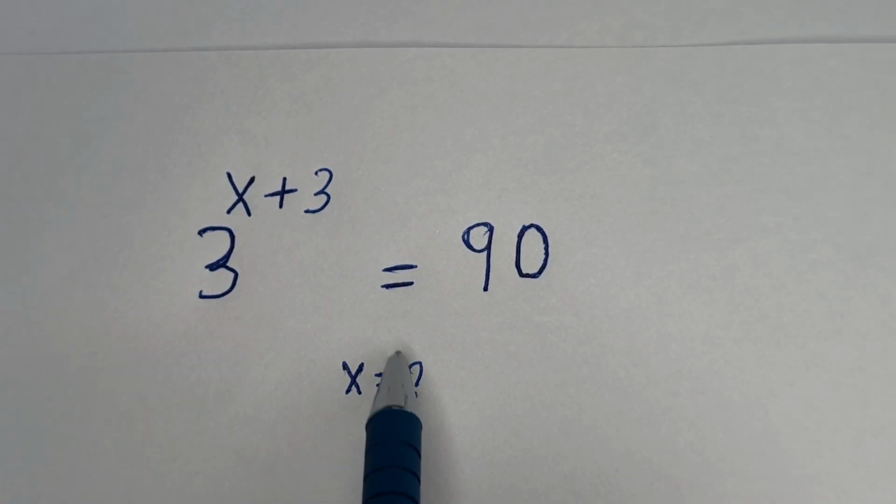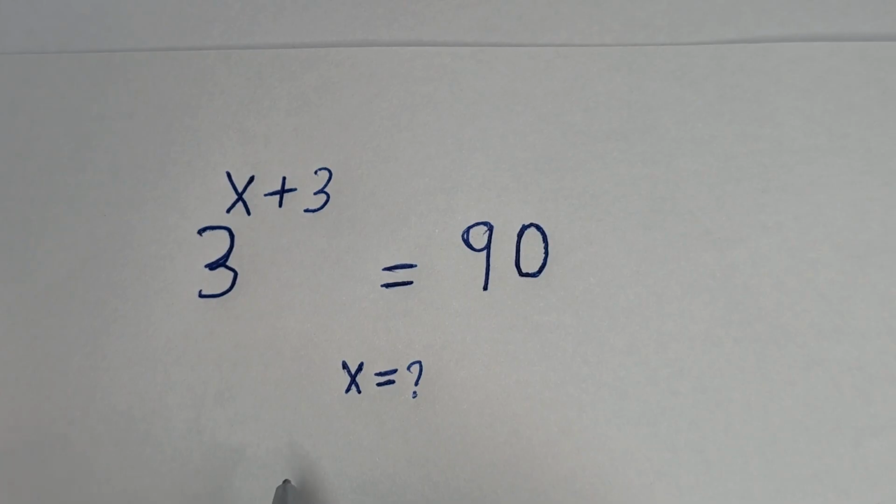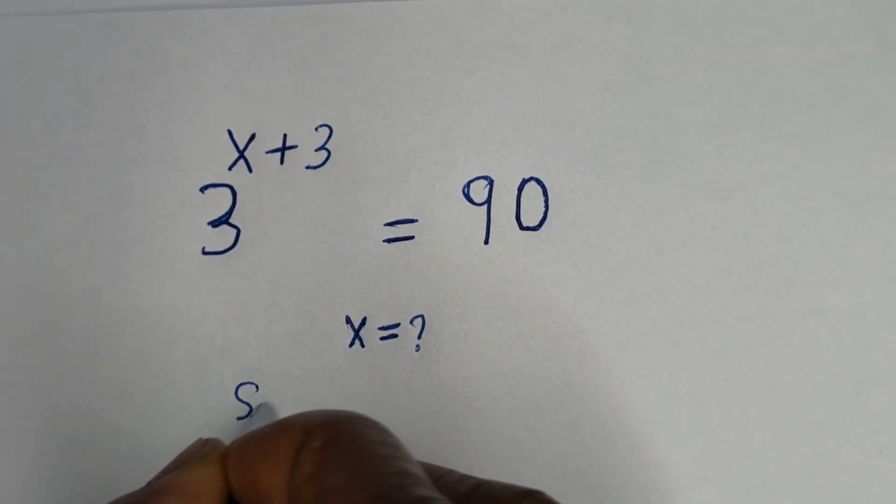Hello, how to solve for s in this equation? 3 raised to power s plus 3 is equal to 90. Solution.